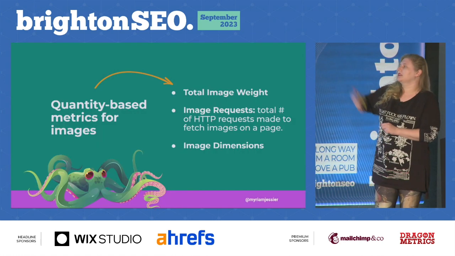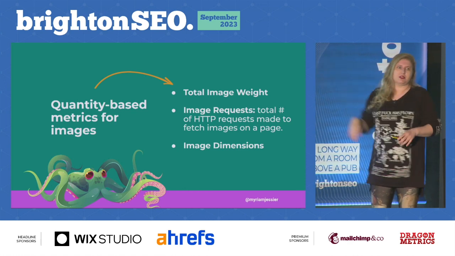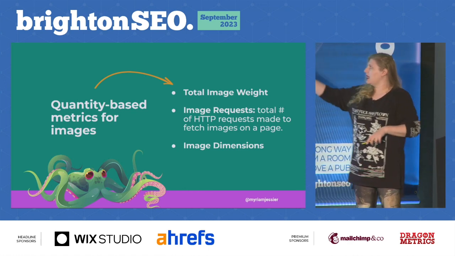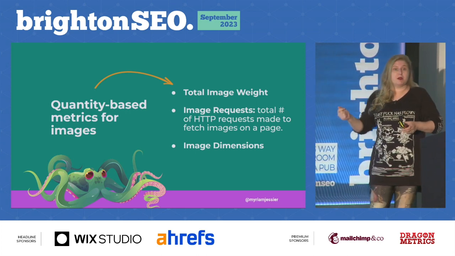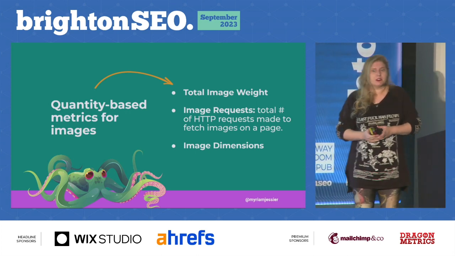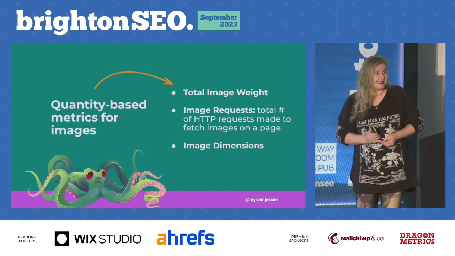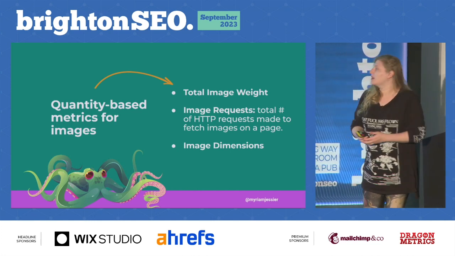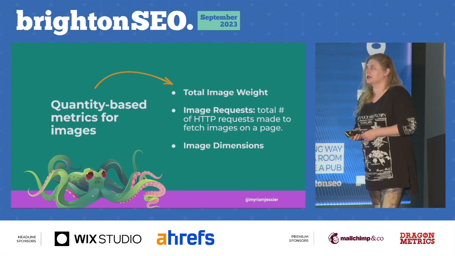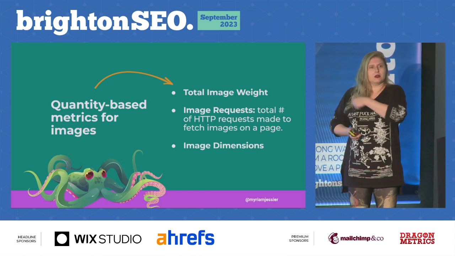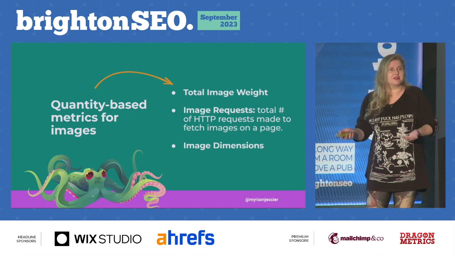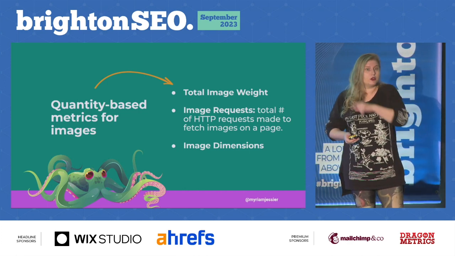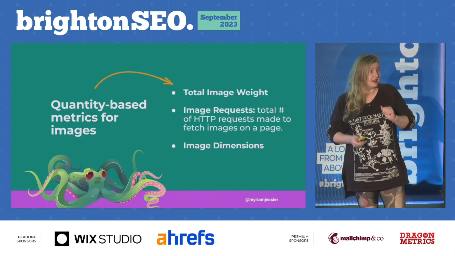So, quantity-based metrics: total image weight. You already know this. Image requests, like how many of the HTTP requests are made to fetch images on a page? You would be surprised by that number. It can get ridiculously high. So, that could be something you consider, or image dimensions. Are those the only 3 metrics? No. Every company, every website is different. If you have a photography website, your budget is going to look like something else, okay?